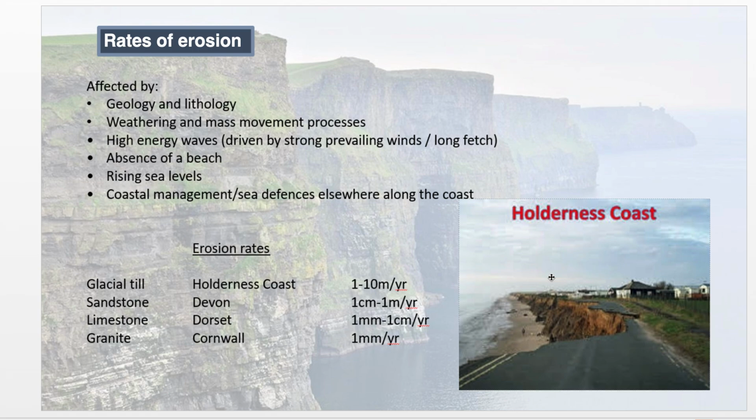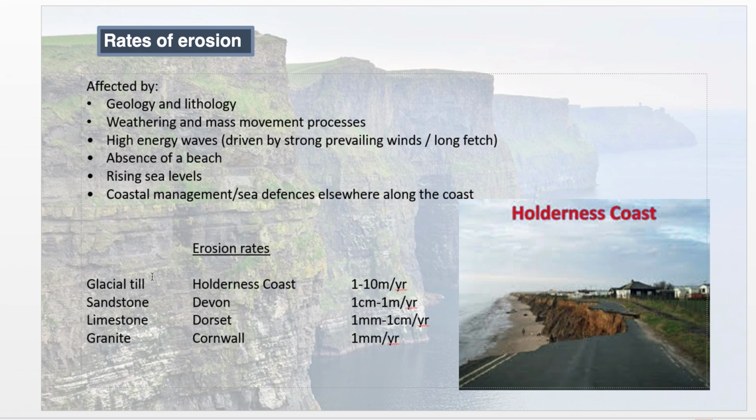So you can see this picture on the right here, the Holderness coast, which you may be familiar with from GCSE geography. And the Holderness coast is one of the fastest eroding coastlines in Europe. And you can see that this is because it's made up of glacial till here, so its rate of erosion is between 1 and 10 metres per year, depending on a number of factors such as whether the coast is managed, whether there's been a very stormy winter, and things like that. So the Holderness coast is very quickly eroded. It's to do with its rock type, a glacial till.